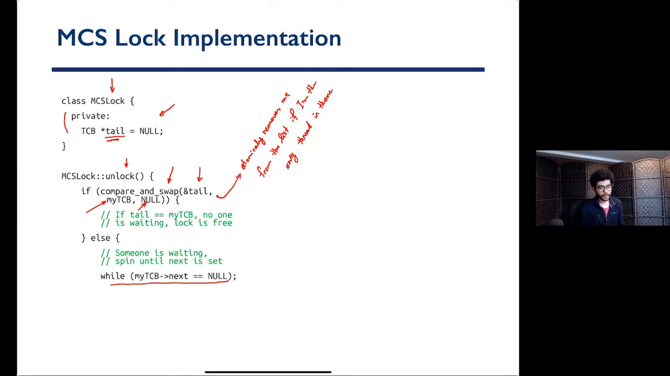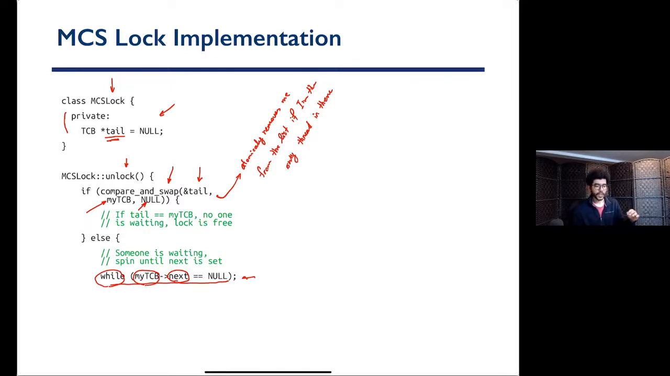So I'm going to look at my TCB and then look at the next. So this assumes that in the TCB, we have this next element to maintain this list, right? The list of waiting threads. So you will see why there is a while here and not just my TCB next. The reason for this will be revealed when we look at the lock.